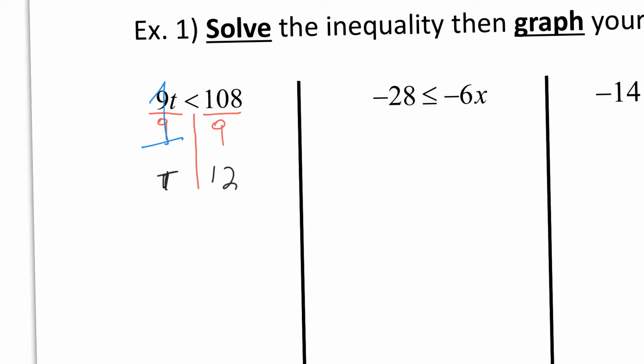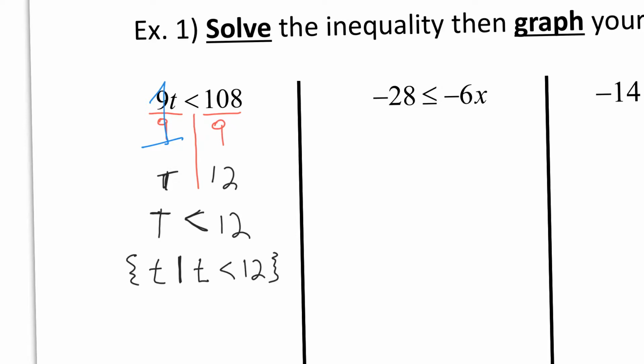Now, on this one, we don't change the inequality because we're not dividing by a negative. The 9 is positive. So you keep the same inequality. So I have t is less than 12. The set notation, you just put t is such that, and you copy down your answer: t is less than 12.